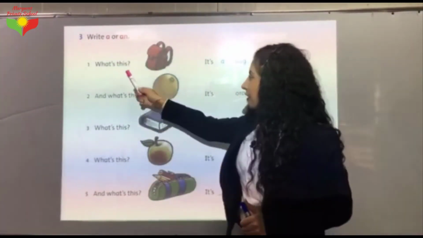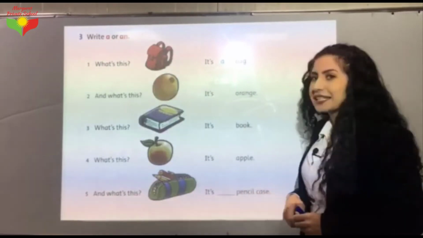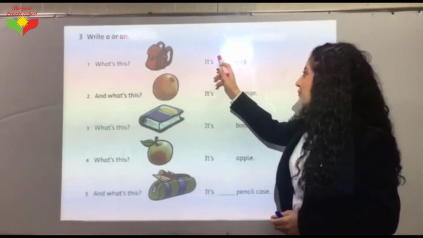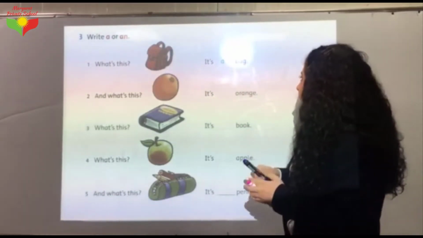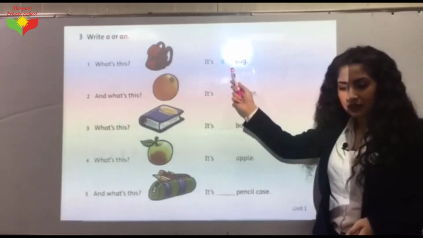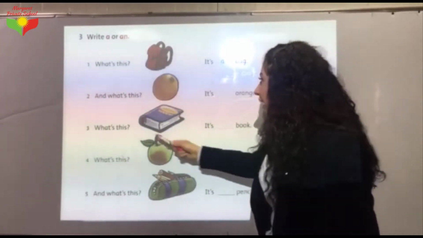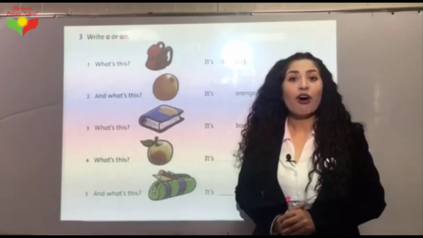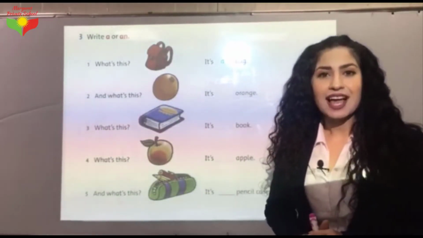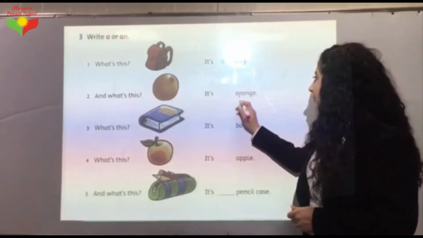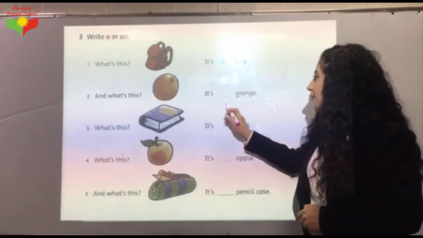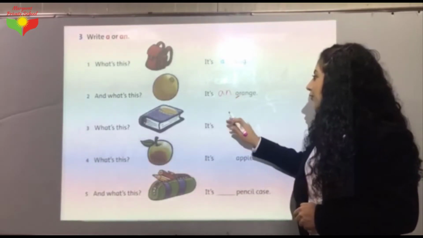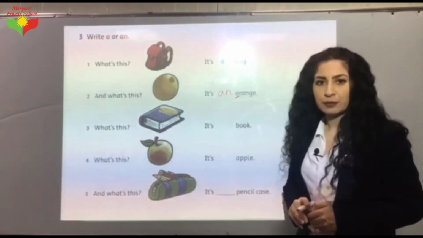Okay. What's this? It's a bag. So we have to write a here. Okay. It was done. Let's go to the second one. And what's this? It's an orange. It's an orange. So we have to say it's an orange. So write an in this space.